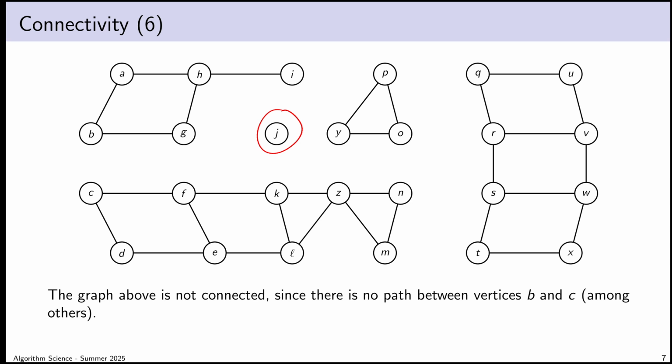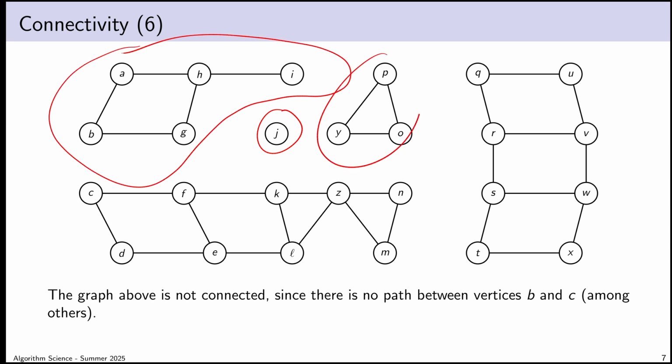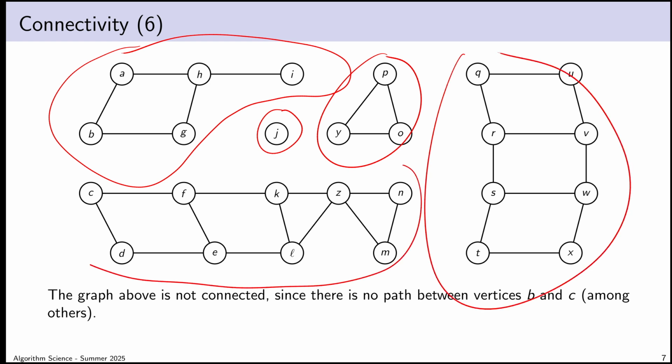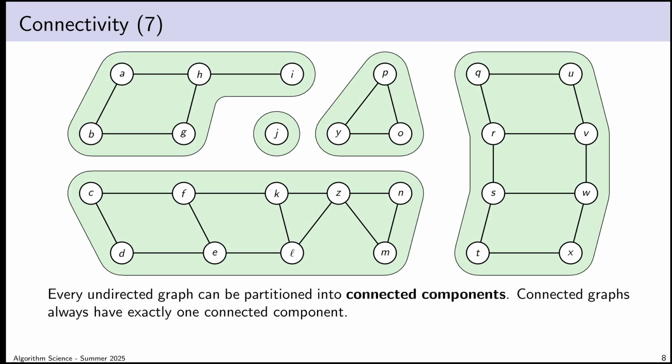In any event, when you have a disconnected graph, you can break it up into connected pieces. So actually vertex J itself would be one of them, and so would this piece here, and this piece here, and this piece here, and this piece here. We could even go so far as to view this big graph as the union of 5 smaller connected graphs. And we call those things connected components. Any undirected graph, even a connected one really, can be partitioned into connected components. If the graph itself is connected, then it only has one connected component. And similarly, if it has more than one connected component, it must be disconnected.